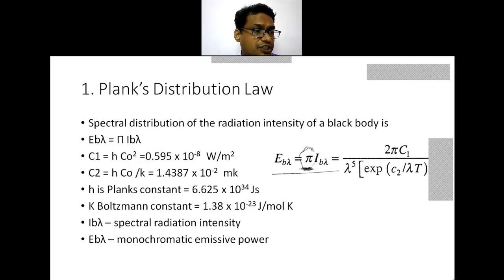E_b lambda, which is equal to pi into I_b lambda. So this spectral distribution of radiation intensity of a black body can be written as E_b lambda equal to 2 pi C1 upon lambda raised to 5 into e raised to C2 upon lambda T, where C1 and C2 are constants. C1 is equal to 2 pi h c0 square, which is 3.7415 into 10 to the power minus 16 watt meter square, while C2, which is equal to h c0 upon k, k is the Boltzmann constant, has the value 1.438 into 10 to the power minus 2 meter Kelvin.